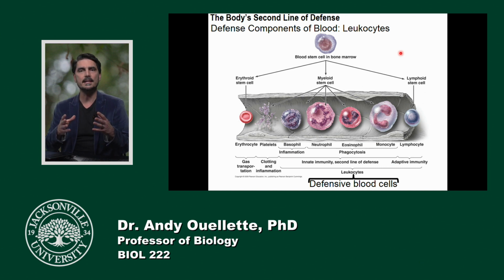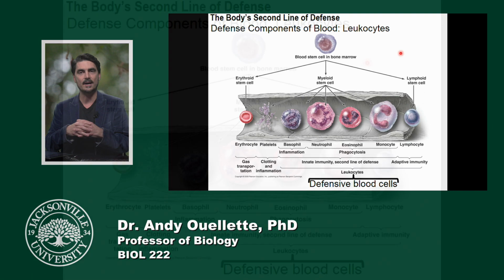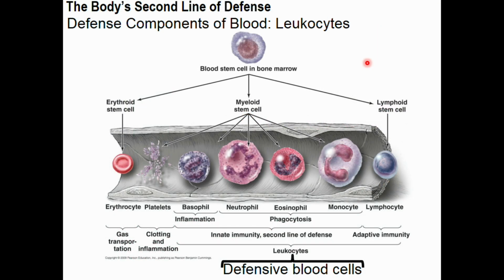Now, one thing you're going to see is that phagocytosis is in this particular slide set, which is the second line of defense, but we also talked about phagocytosis in the first line of defense. As far as I'm concerned, whichever one you want to consider it, that's fine. Phagocytosis, though, as we'll get into, is super important. So let's dive into this slide set and get into some of the nuts and bolts of our second line of defense.